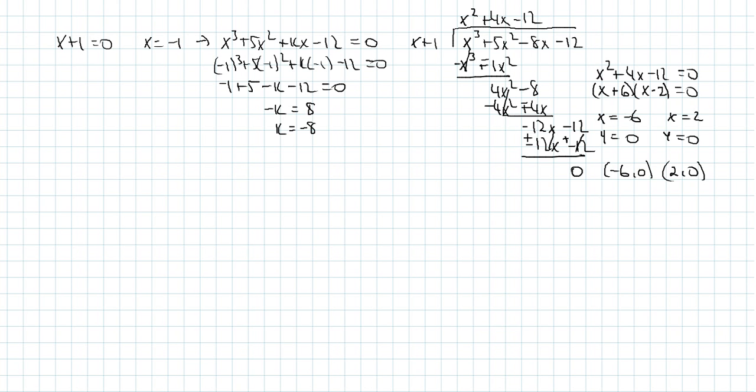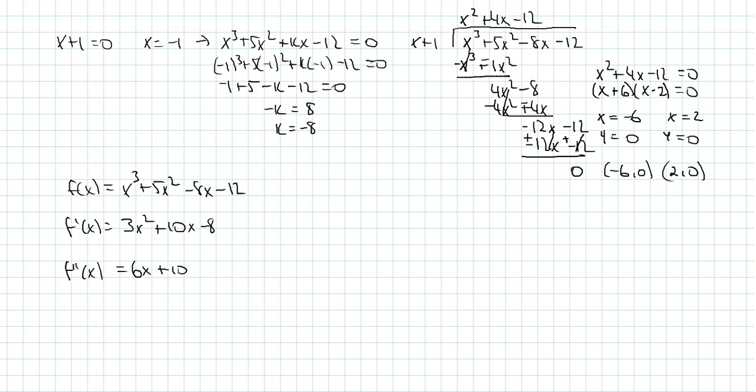The most obvious thing to do is take the function down. f(x) is x cubed plus 5x squared minus 8x minus 12. Differentiate it once. That gives me 3x squared plus 10x minus 8. Differentiated a second time, that gives me 6x plus 10. And what they want us to do is sketch this and sketch this.